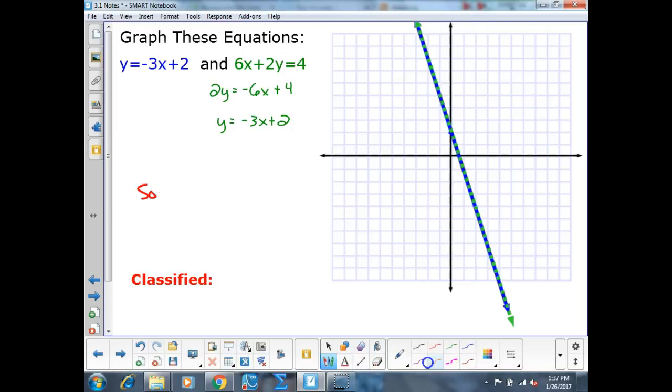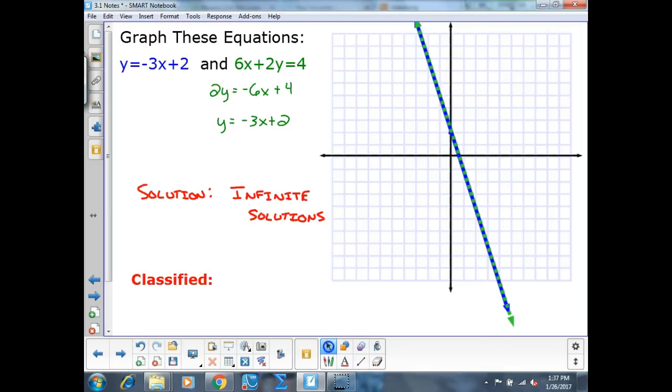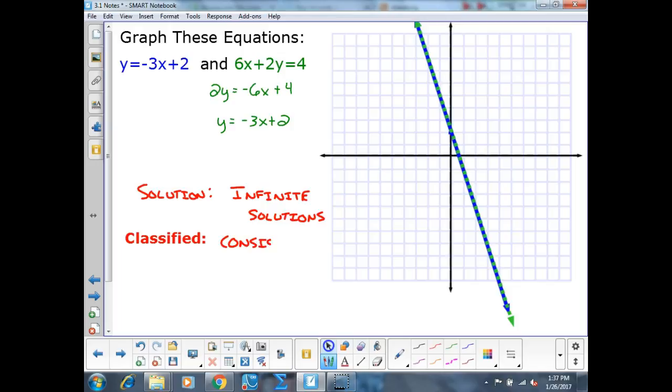So my solution here, because they're the same, is going to be infinite solutions. And I'm going to classify that then as consistent and dependent.